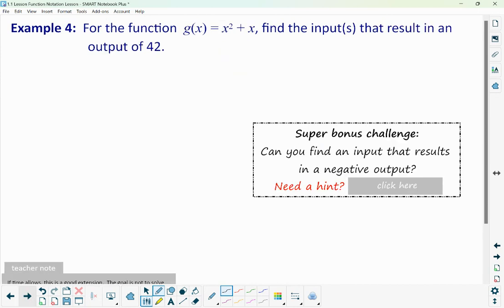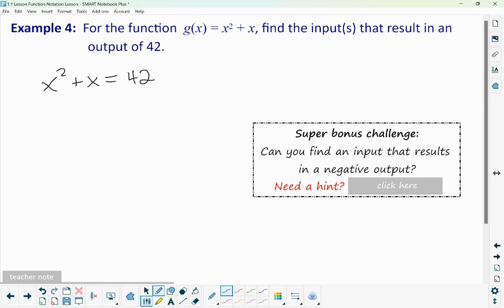All right, let's try this one. Example 4: for the function g of x is equal to x squared plus x, can you find the input that results in an output of 42? Our setup is going to be, we're wondering when does x squared plus x equal 42?